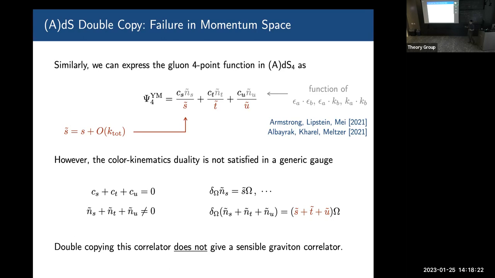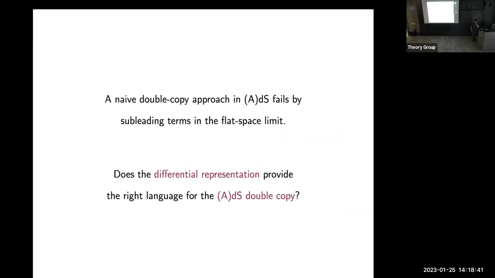So that gives, in the new gauge, the color-kinematic duality satisfied, but still when you try to double copy this object, that doesn't give the sensible gravitational correlator, because by dividing by these Mandelstam sums, you're creating some spurious singularities. And when you square these numerators, these spurious singularities don't cancel. So it turns out that the naive double copy procedure in the momentum representation doesn't quite work in AdS and dS due to the subleading terms in the flat exchange.